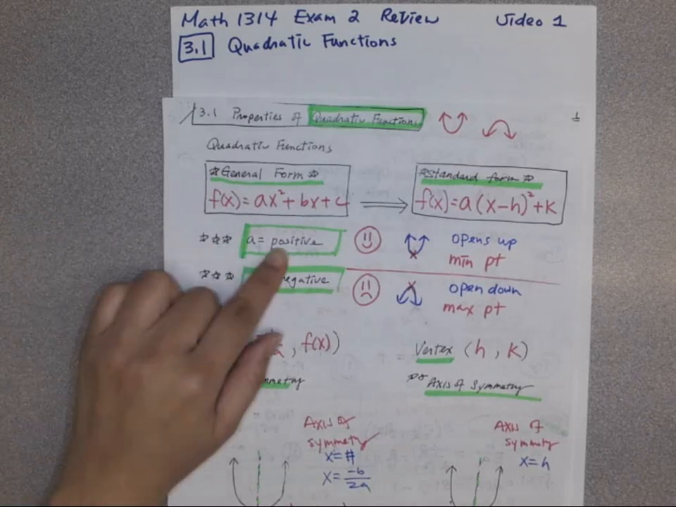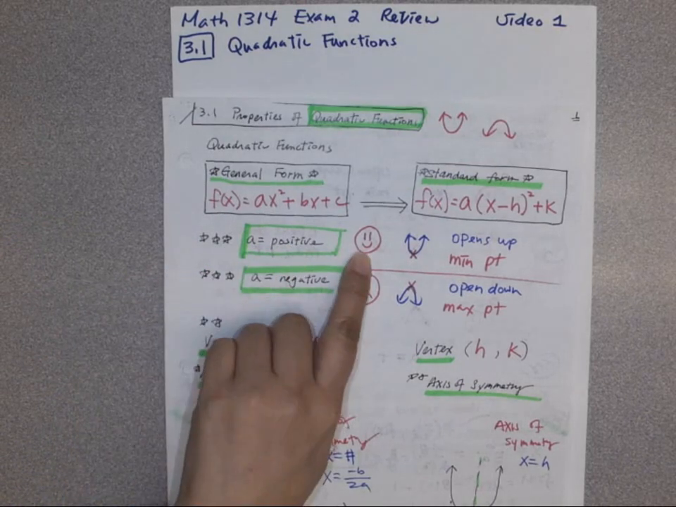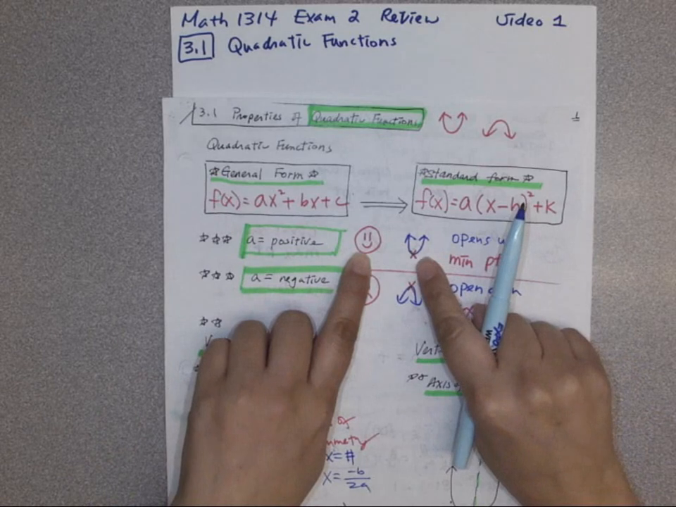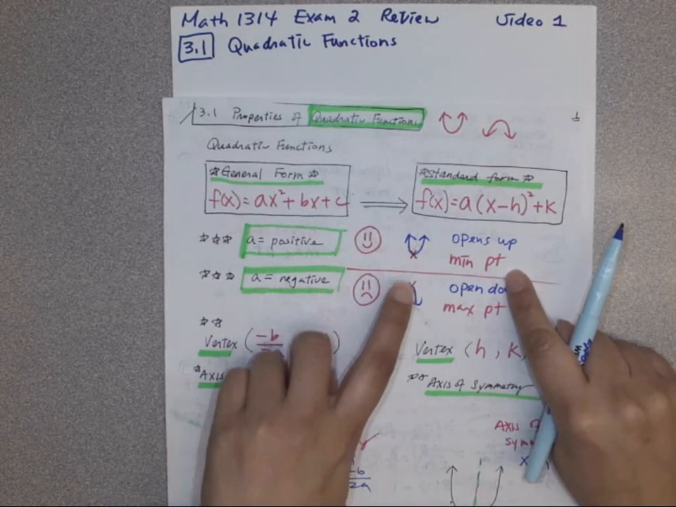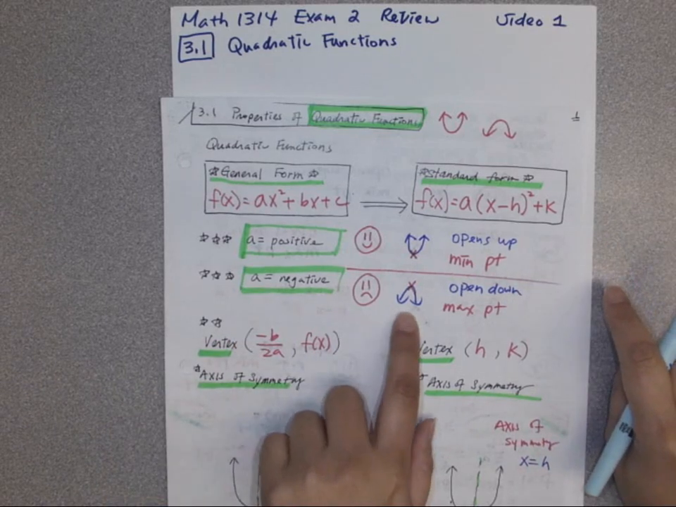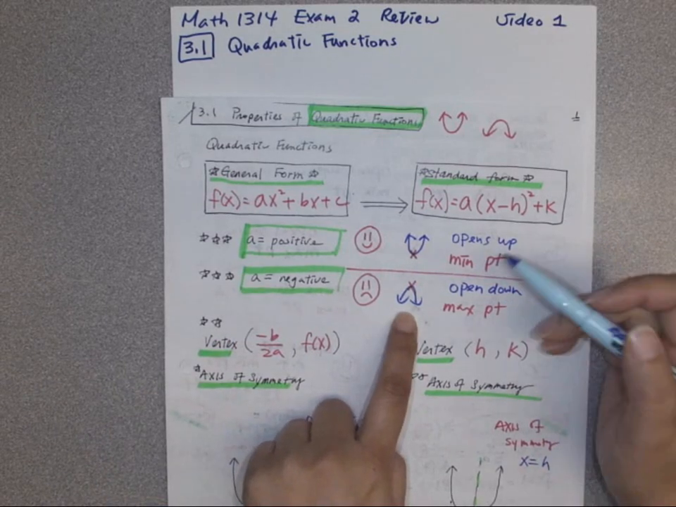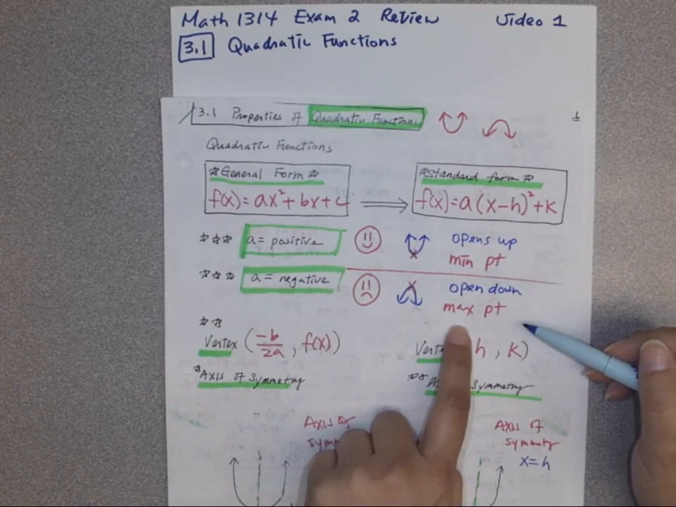If A, the leading coefficient, is positive, it's like a smiley face, positive people smile. So it opens up and it has the lowest point, the minimum point here. If A is negative, negative people are usually sad. So it opens down. Because it opens down, that's the highest point of the parabola, so you have a maximum.